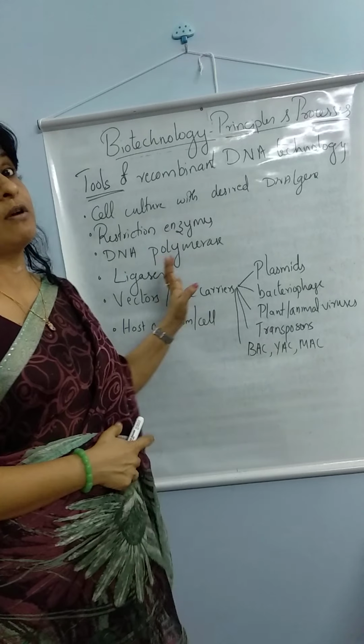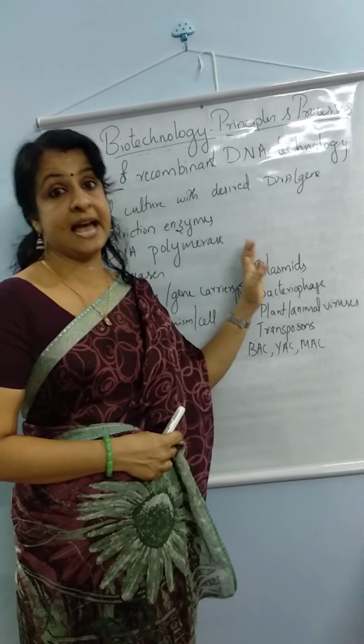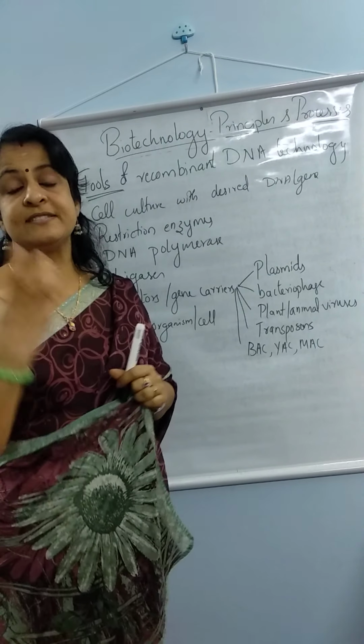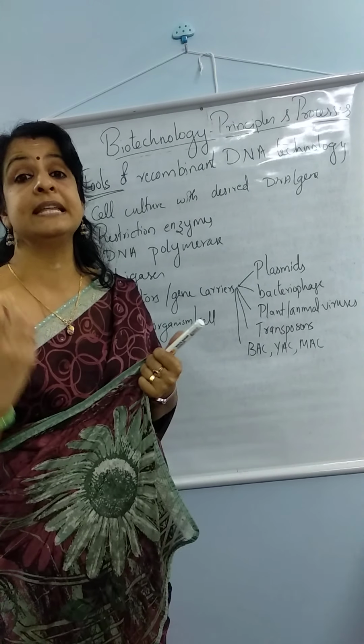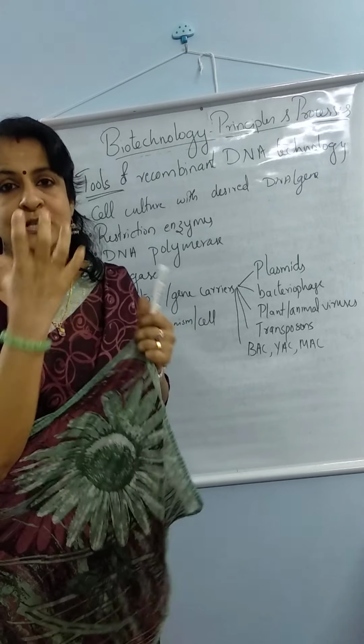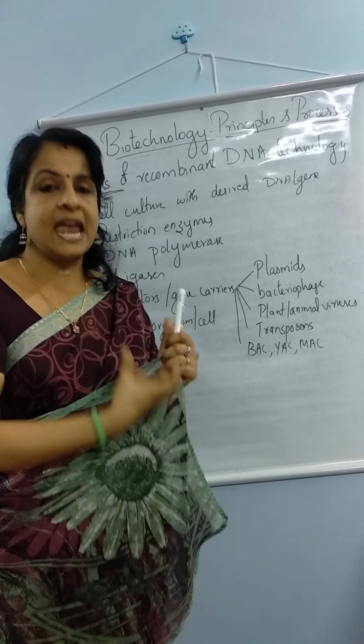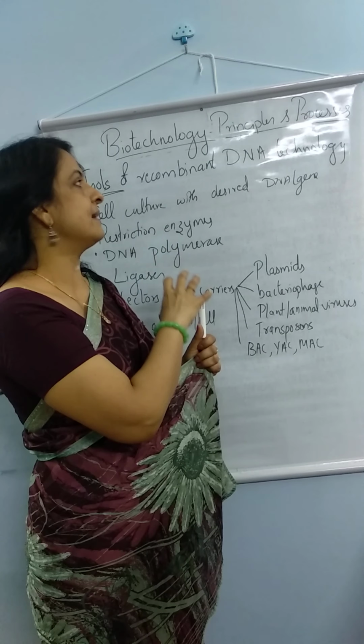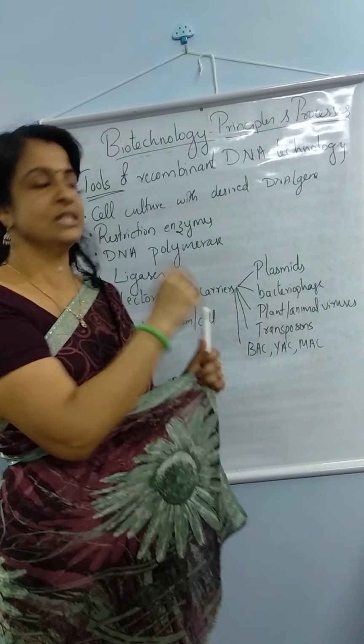Okay, so first of all we need a cell culture with the desired gene or the DNA. That means, if we want to take a disease resistant gene from a bacteria, first of all that bacteria should be cultured so that we can take the desired gene from that bacteria. So that is the first thing. So the cell culture with the desired DNA or the gene.